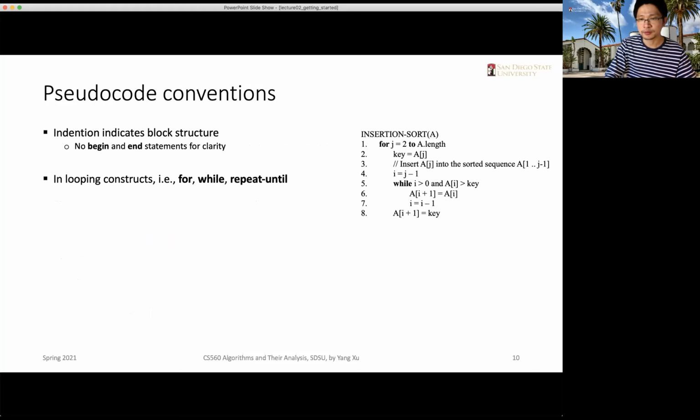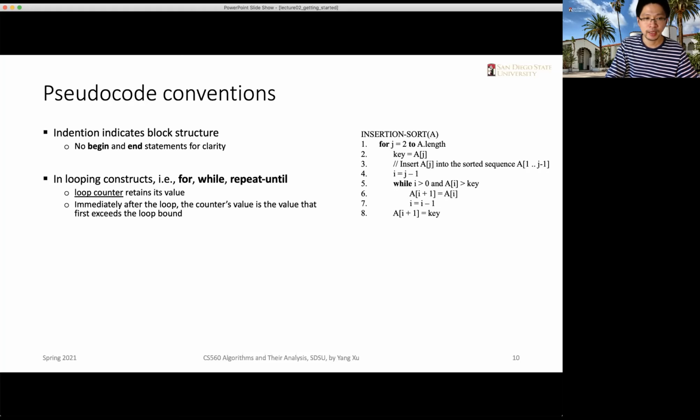Let's proceed a little bit quickly. If we look at the code, we don't have keywords like begin or end, and we don't have curly brackets either, right? The pseudocode follows the programming convention of Python. We use indentation to indicate code blocks. Okay, so there are some keywords: for loops, while loops, repeat, until, and the loop counter.